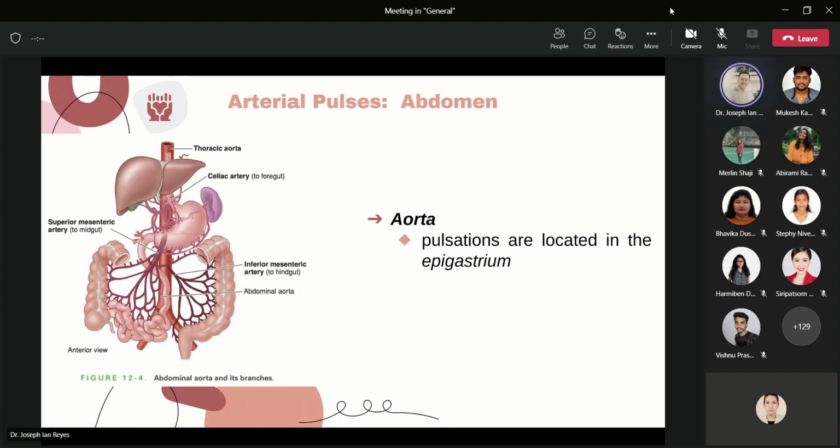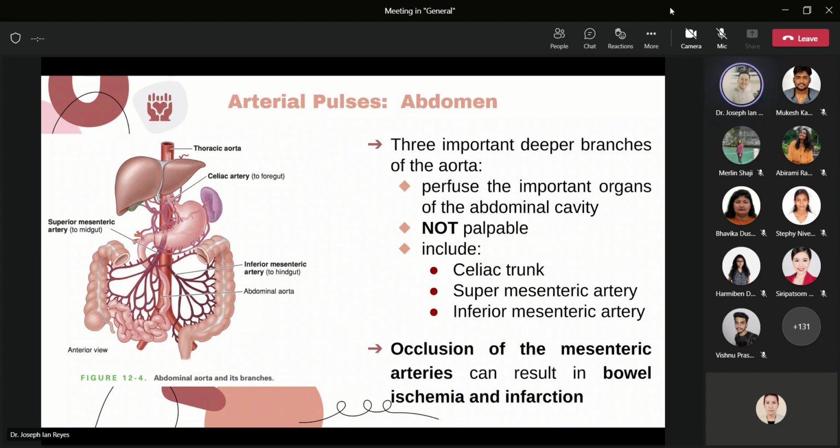Then after that, we go to pulses in the abdomen. In the abdomen, you locate the pulsation of the aorta in the epigastrium. Then there are three important deeper branches of the aorta: your celiac trunk, your superior mesenteric artery, and your inferior mesenteric artery. They perfuse important organs of the abdominal cavity.